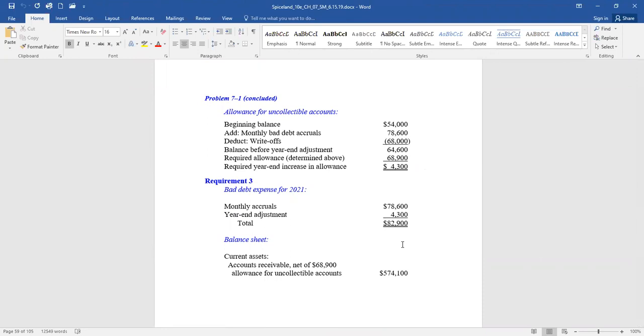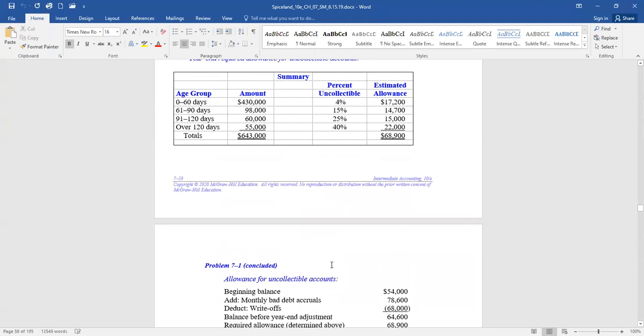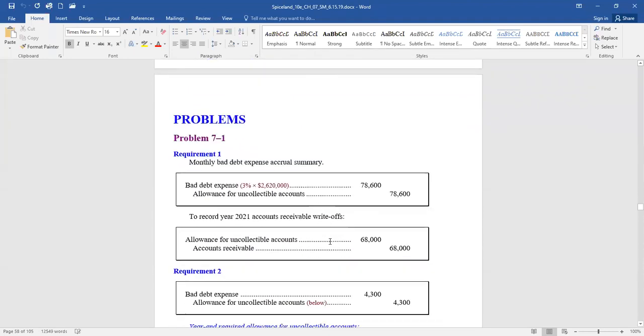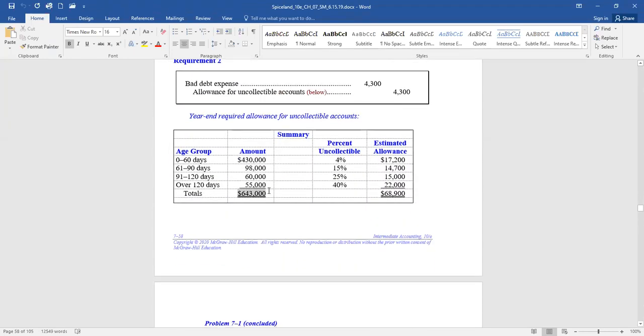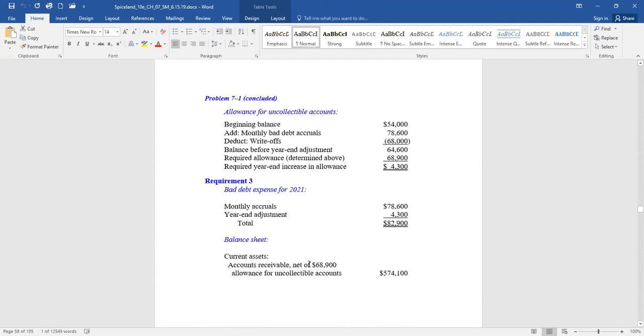Going back to how we presented information on the balance sheet, when it comes to accounts receivable, we list it net, so after subtracting the allowance for uncollectible accounts. So although the balance is 643,000, we subtract the 68,900 and report the net, and we write it just like that. So that's how this accounts receivable would be presented on the company's balance sheet.